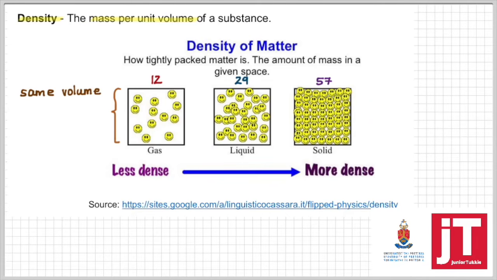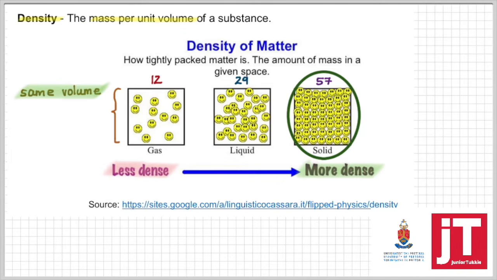We have different numbers of particles in the same volume. And since the solid has the most particles in the same volume, we say that the solid is the most dense of the three substances displayed to your screen. It is because it has more particles and therefore more mass per unit volume. On the other hand, the gas, which only contains 12 particles in the same volume, is the least dense of the three substances.